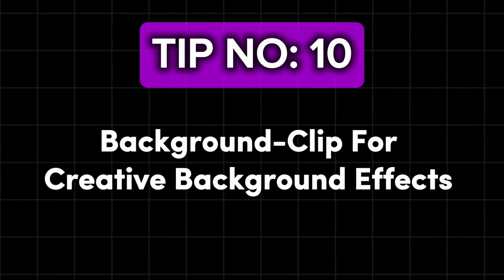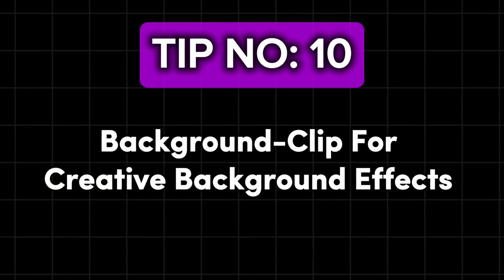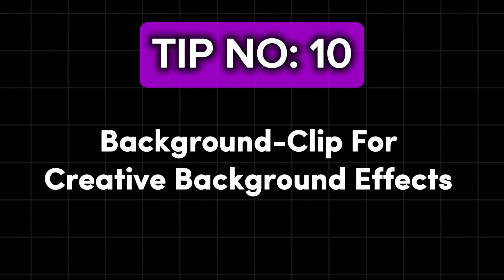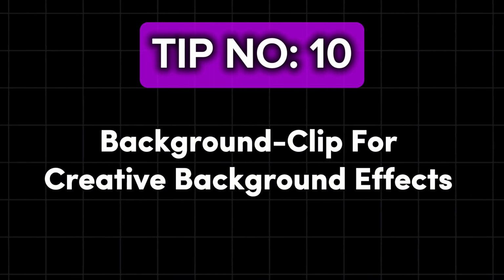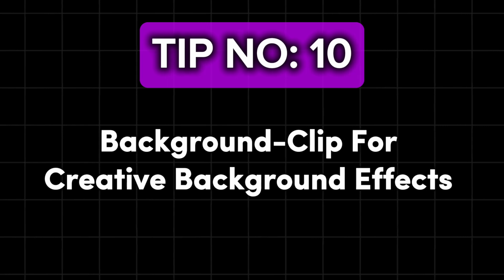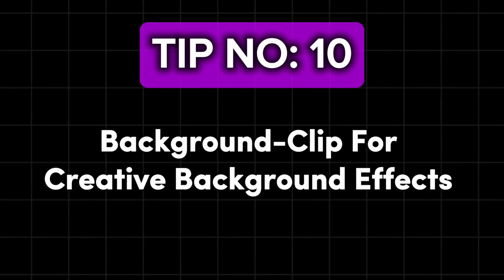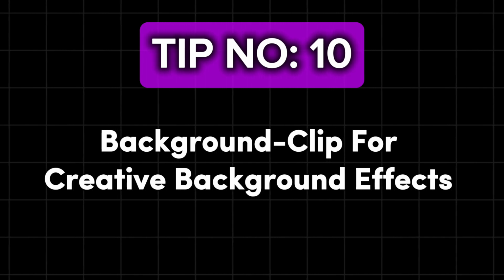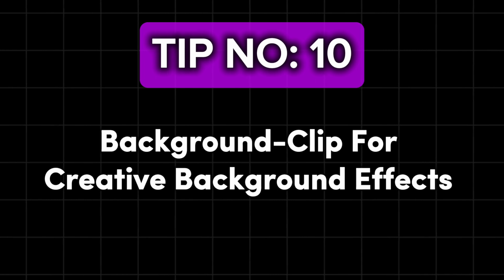Tip number 10. Background clip for creative background effects. The background clip property in CSS is used to control how background images or colors are clipped within an element. It can create cool visual effects by specifying whether the background extends to the border, padding, or content area.